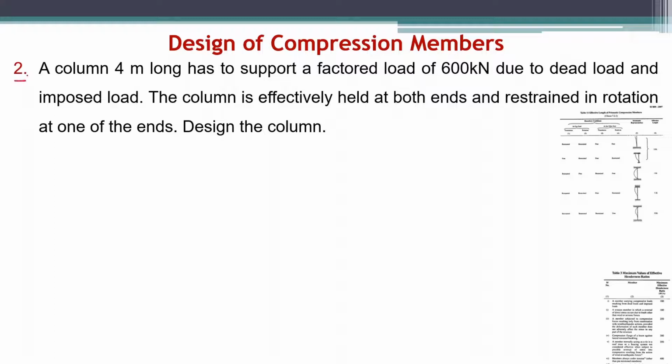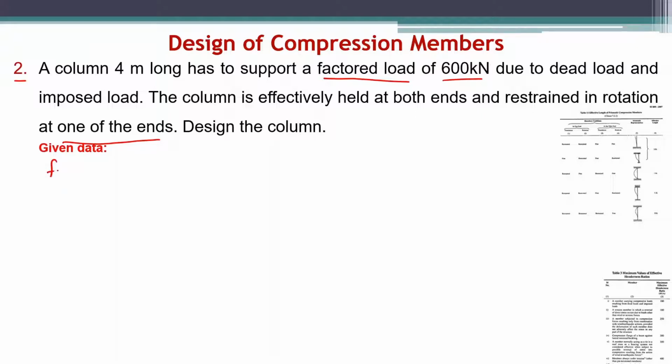Second numerical on design of a compression member. A column 4 meter long has to support a factor load of 600 kilonewton due to dead load and imposed load. The column is effectively held at both ends and restrained in rotation at one of the ends. Design the column. Now let's write the given data.